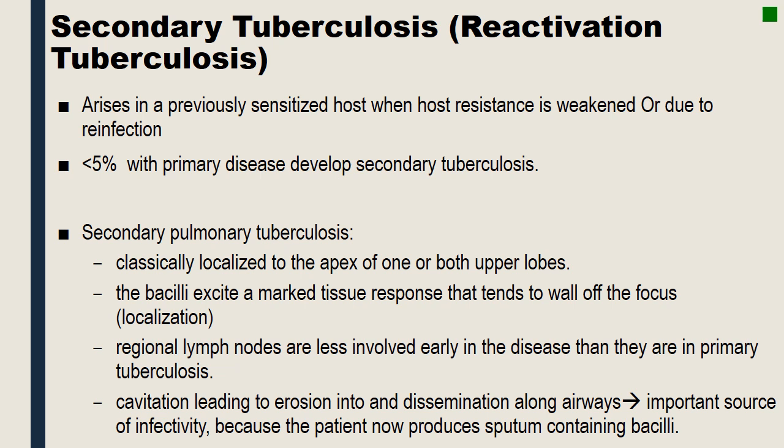Because of the pre-existence of hypersensitivity, a marked tissue response follows immediately and tends to wall off the focus. This localization results in less involvement of regional lymph nodes, especially if compared with the primary tuberculosis. On the other hand, cavitation occurs readily in the secondary form, leading to erosions and dissemination along the airways. Such changes become an important source of infectivity because the patient now produces sputum containing bacilli.